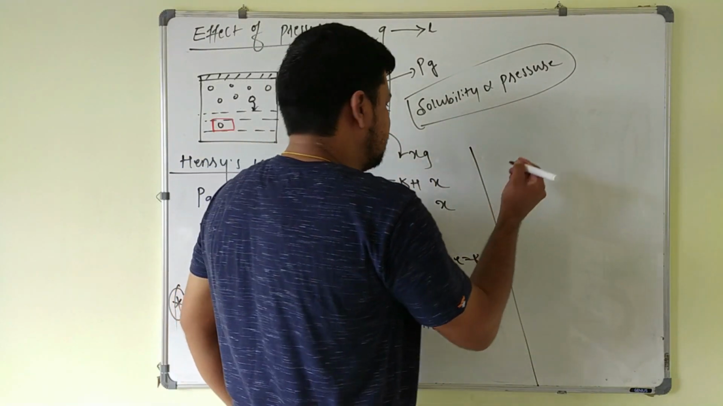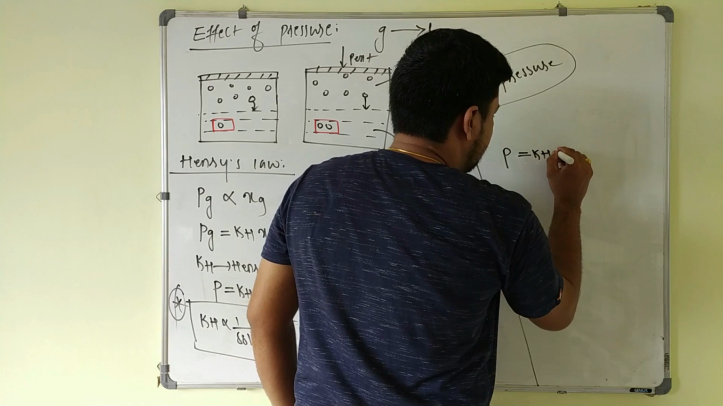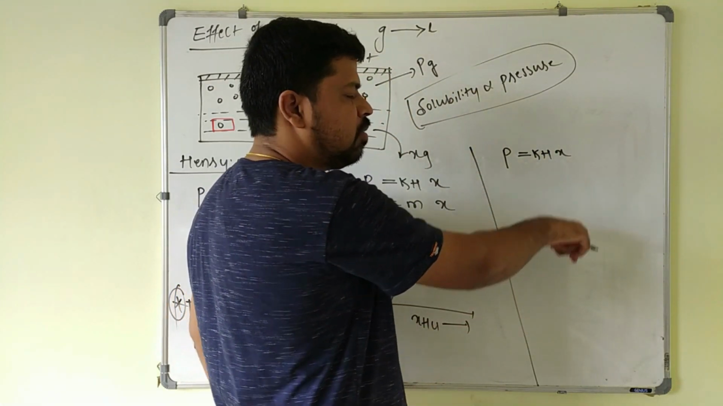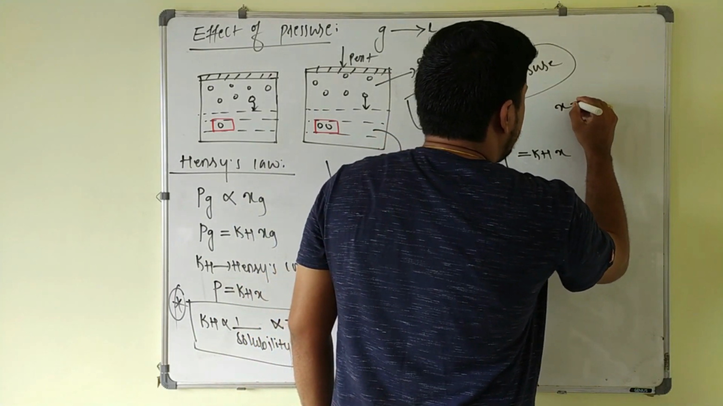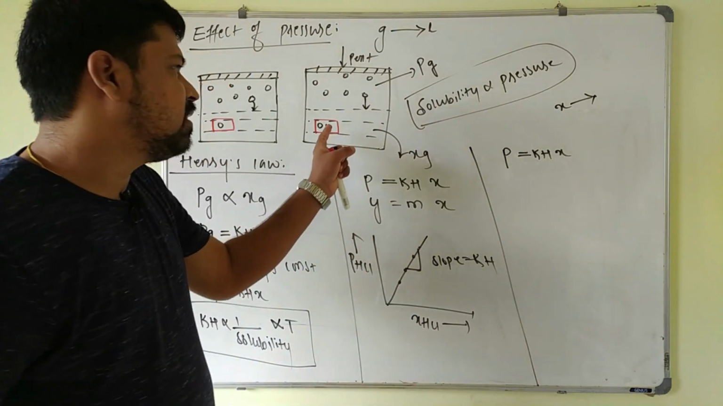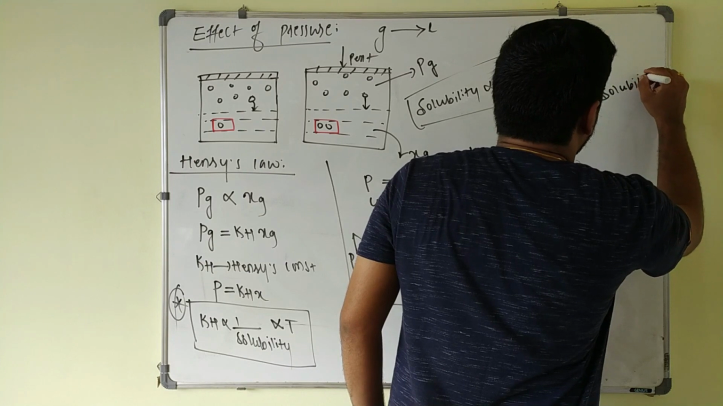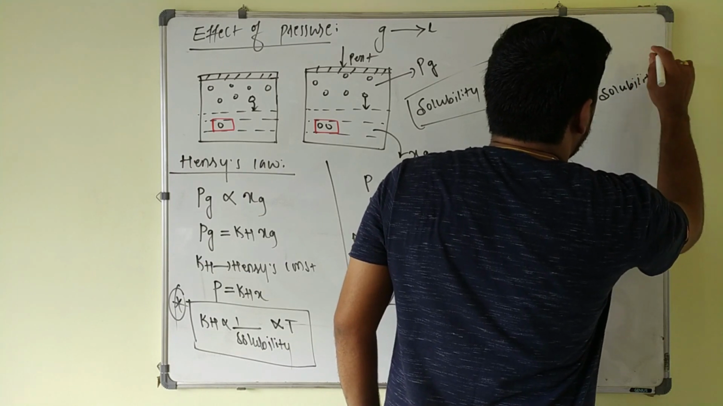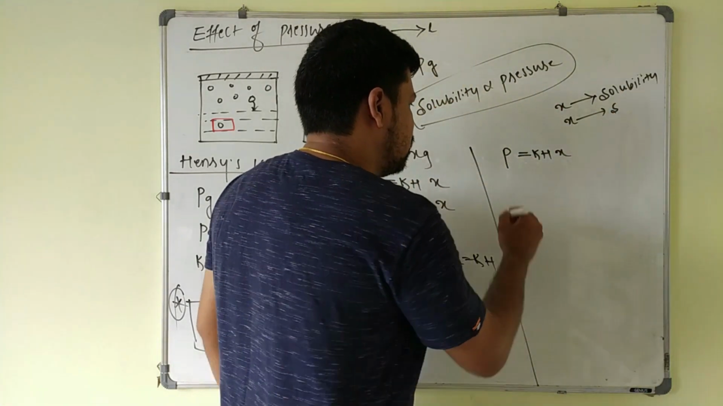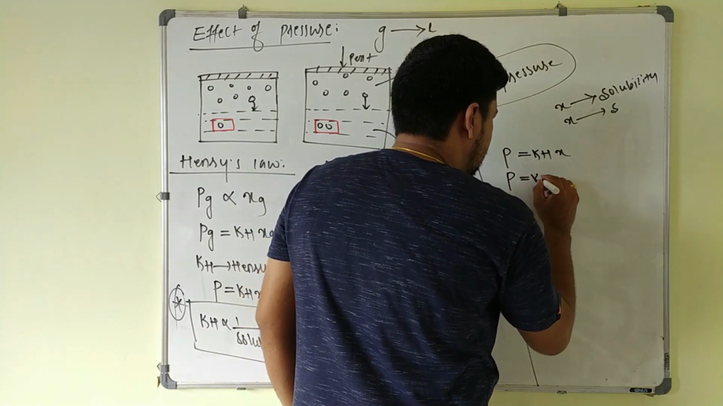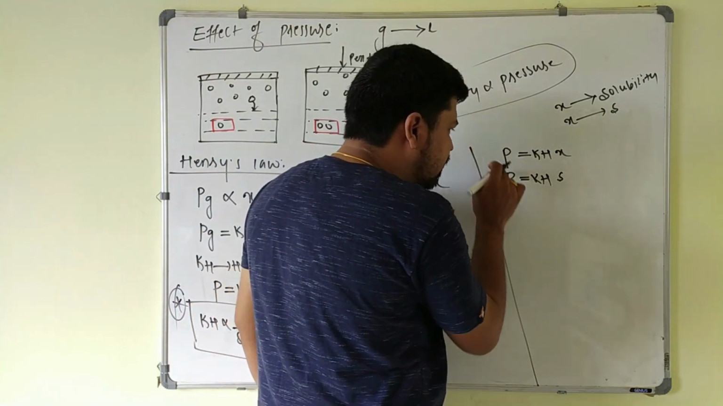You have to modify this formula, that is P is equal to KH into X, where P is the partial pressure of the gas and X is the mole fraction of the gas. This mole fraction X is nothing but the solubility of the gas in the liquid. So in problems they will ask like this also, that is the solubility. So X can be written as S also. P is equal to KH into S. S is nothing but the solubility that is given in the problem.